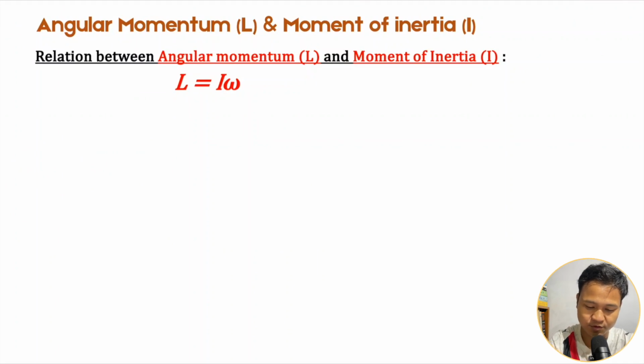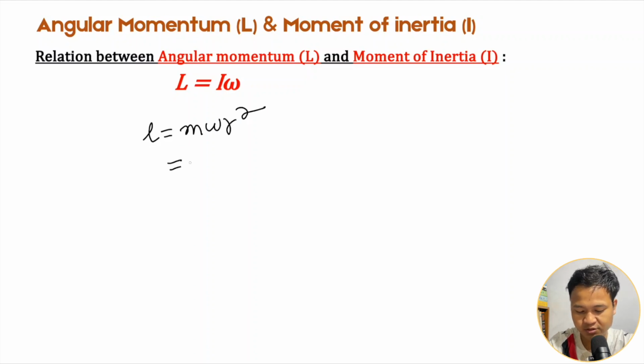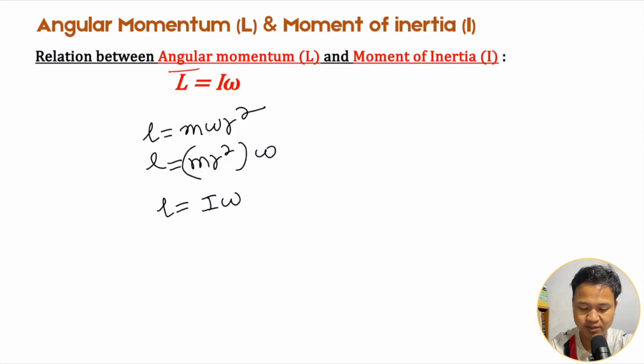Next, the relation between angular momentum and moment of inertia. Angular momentum L is equal to m into omega into r square. If I take r square and m together, then mr square is the moment of inertia. So here L is equal to I into omega, the new formula for angular momentum in terms of moment of inertia.